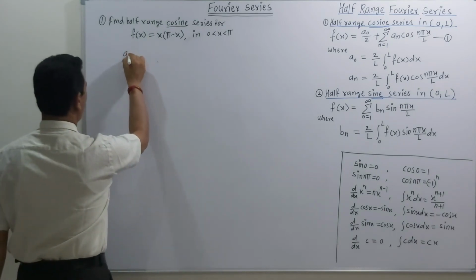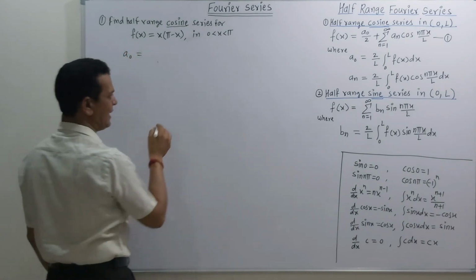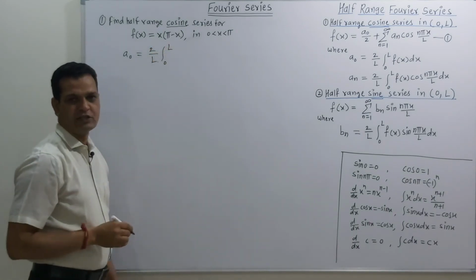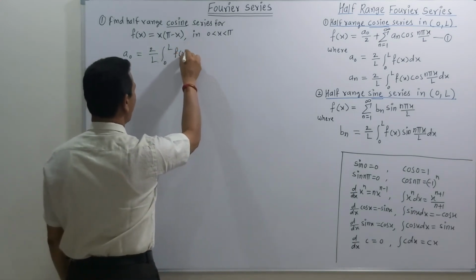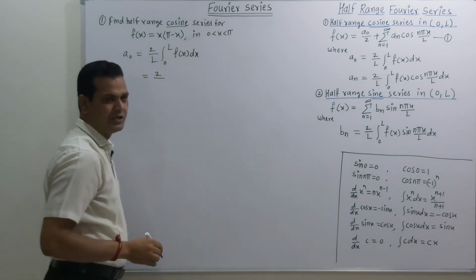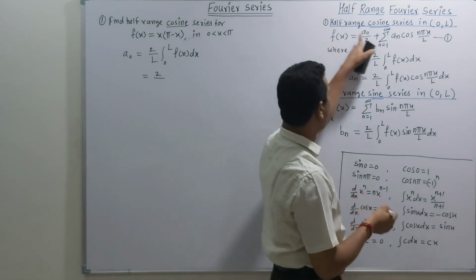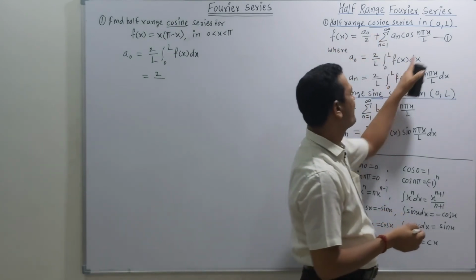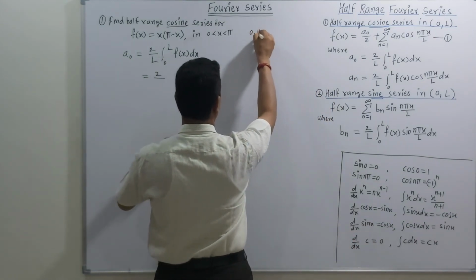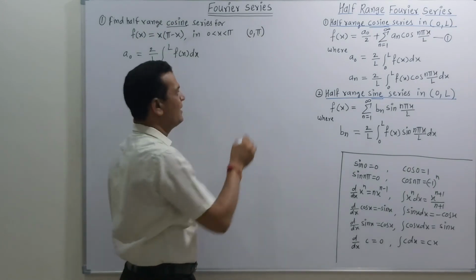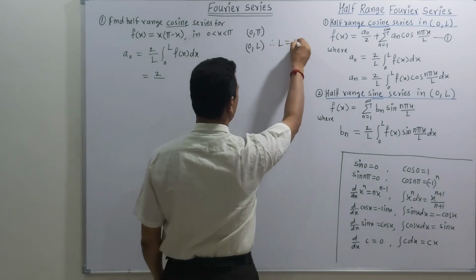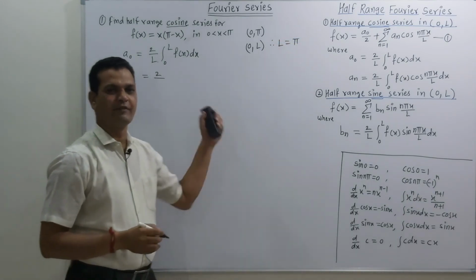Now friends, to find the Fourier series coefficients, let's try the first coefficient. The first coefficient is a naught, which is defined as 2 upon L integration 0 to L of f of x dx. But what is the value of L? For the half range sine as well as the cosine series, the interval is from 0 to L. If we compare the given interval 0 to pi with the half range cosine series interval, we get L is equal to pi. So this is the way to calculate the value of L.